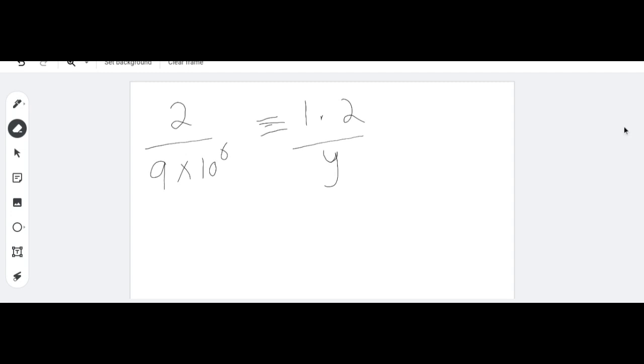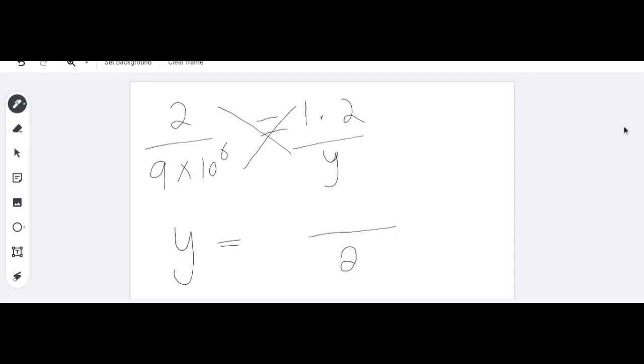Let me explain it one more time. 2 multiplied by 9 multiplied by 10 power 6 is equal to 1.2 by y. Look here, how do we do this? We have to do the cross multiplication. Do you know what cross multiplication is? Yes, ma'am. It means I have to switch their places, like by drawing a cross. y will move to the place of 2 and 2 will shift to the place of y.